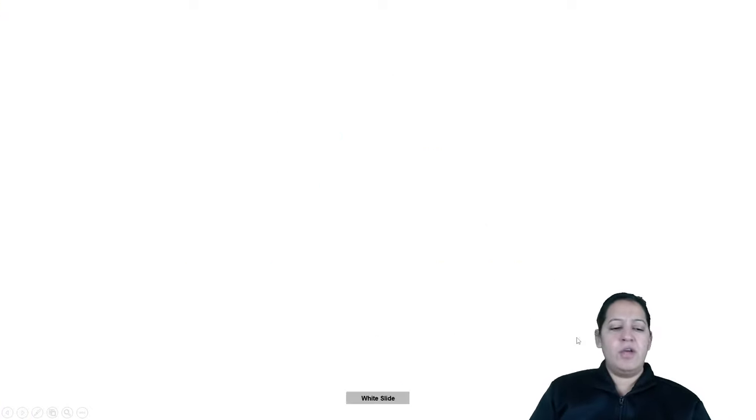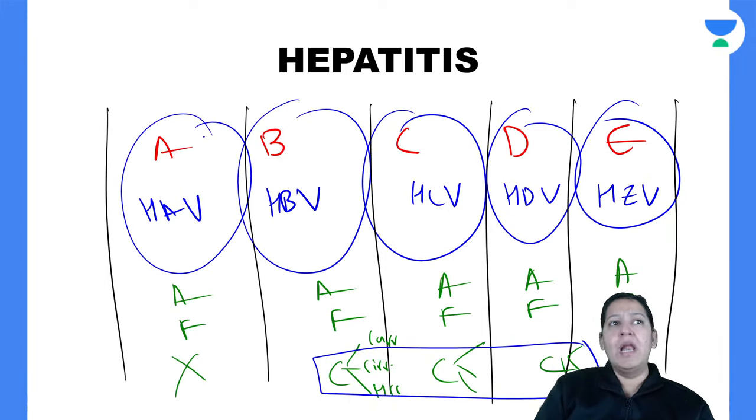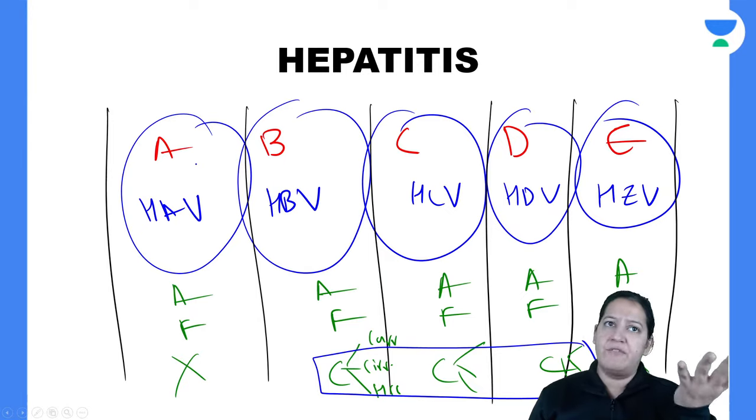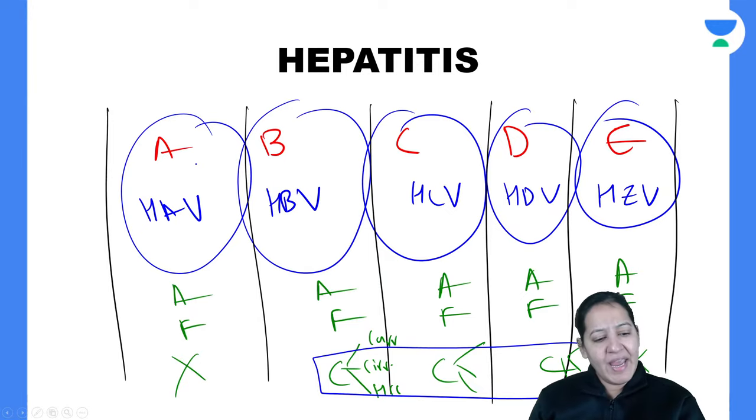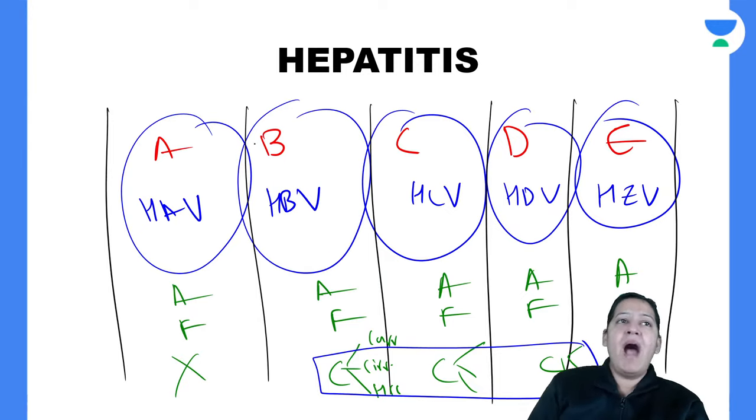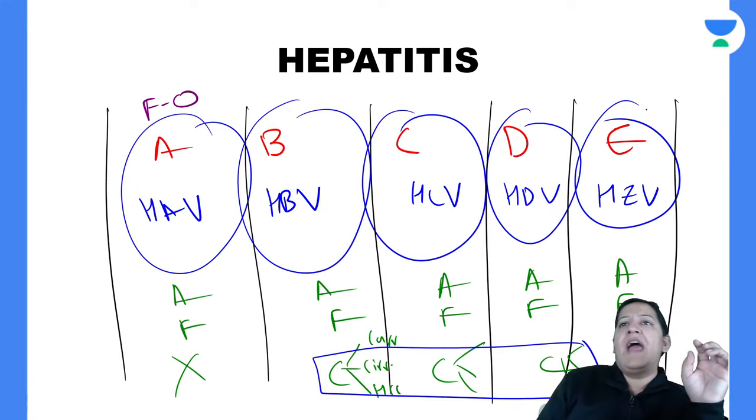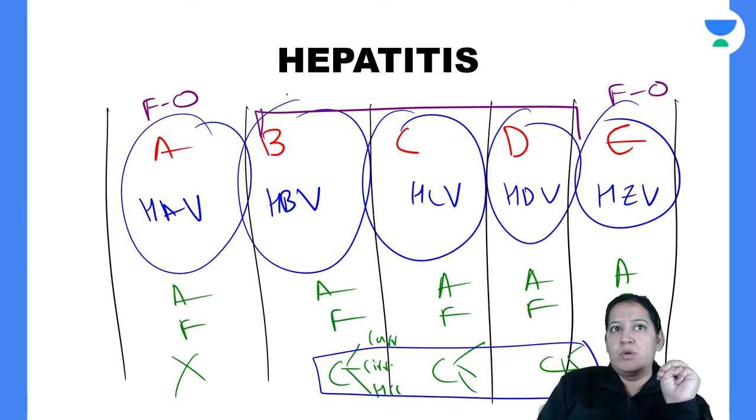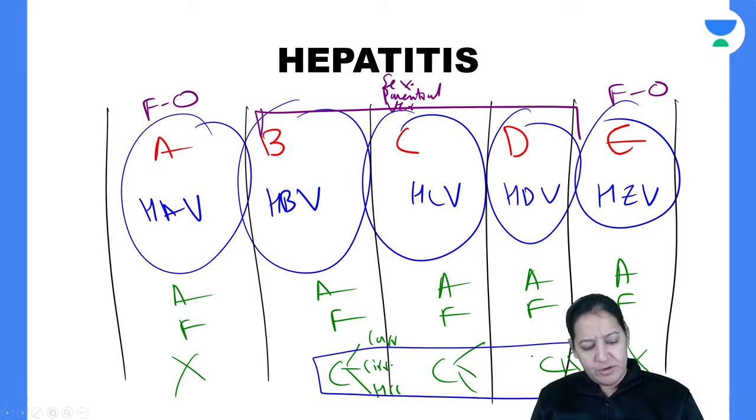The second point, you have to understand the five types of hepatitis well. What is the route of spreading, how they spread from one person to another? So A and E spread by fecal-oral route, but B, C, D spread by three other routes. Number one, either they spread by sexual route or they spread by parenteral route, or they spread by vertical route. Vertical, what do you mean by that? I would like to draw a diagram.